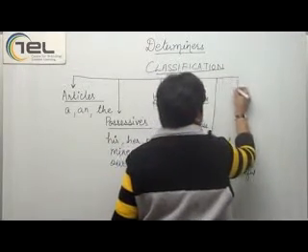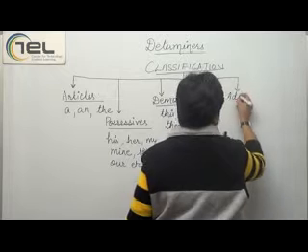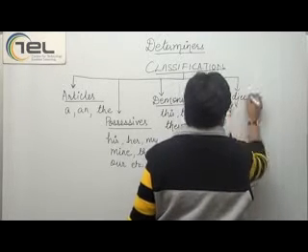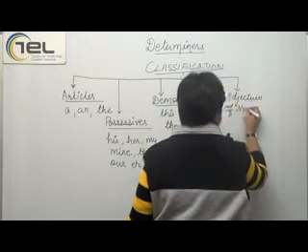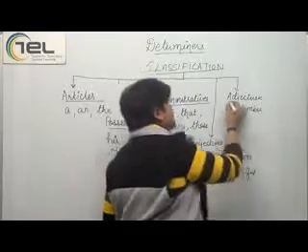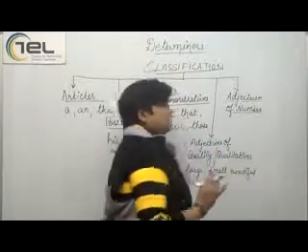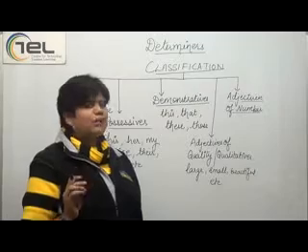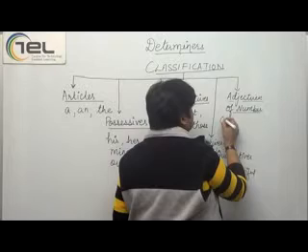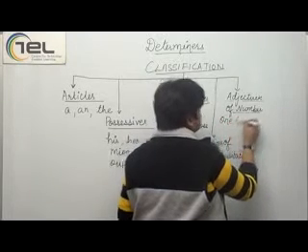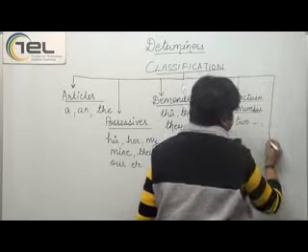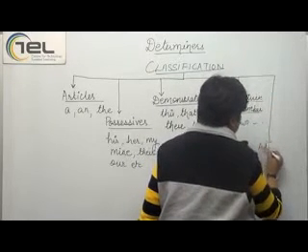Next comes adjectives of number. In adjectives of number, we tell the quantity or the number of objects. For example, 2 books, 3 books, 5 books. So 1, 2 and so on.